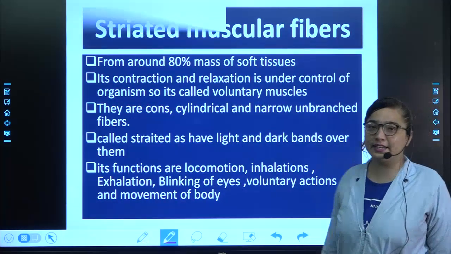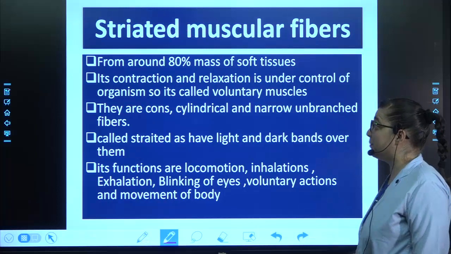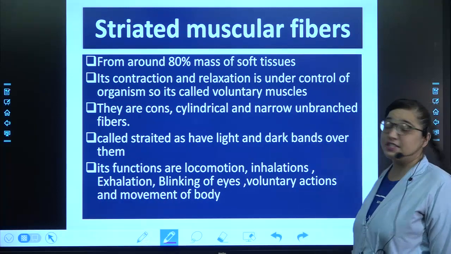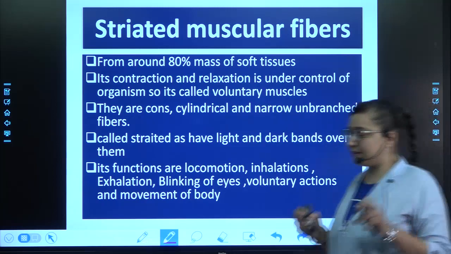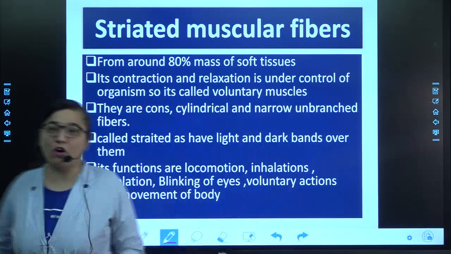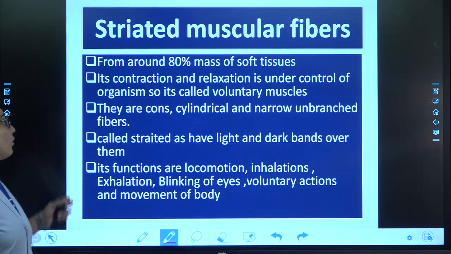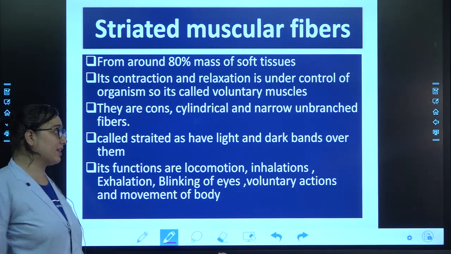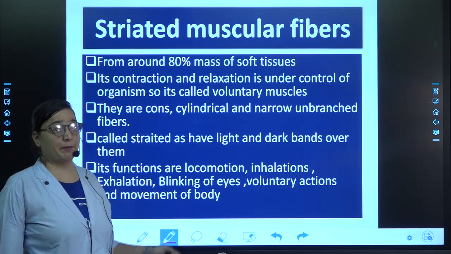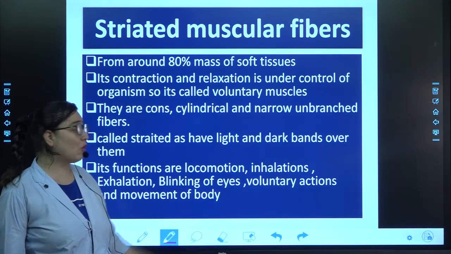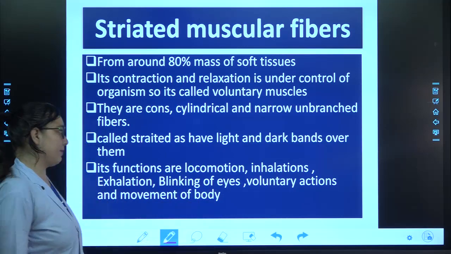This is all the content that we did right now. That is, 80% of the mass of the soft tissues is because of striated muscle. Anything that we human beings are doing, contraction or relaxation, is only happening because of these voluntary muscles. What do they look like? The shape: cones, cylindrical. Moreover, they are very narrow and unbranched.